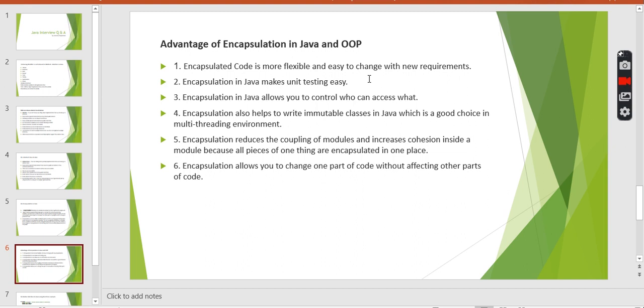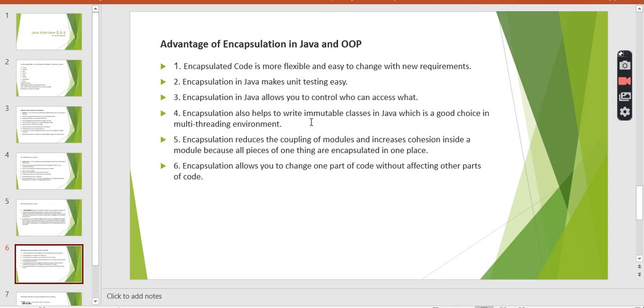Means in Java, if you are declaring your variable as a private variable, then nobody can access that variable from outside. Okay, so you control who can access and what. Encapsulation also helps to write immutable classes in Java, which is a good choice in a multi-threading environment. Okay, so guys, I will discuss the immutable classes later.